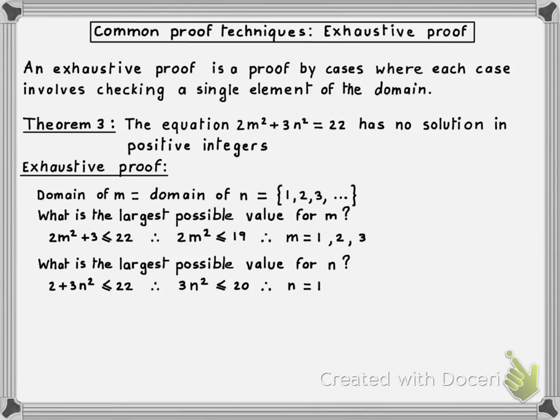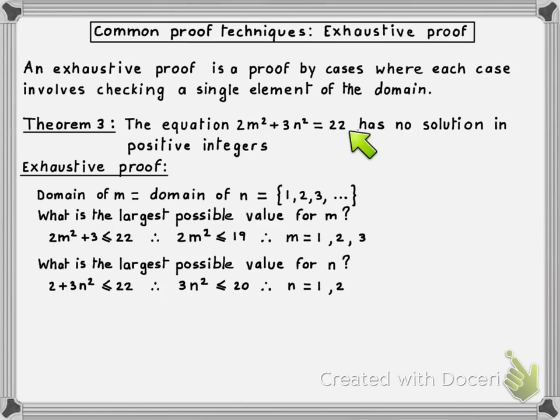3 times 1 squared is less than 20. That's good. 3 times 2 squared is 3 times 4, which is 12, which is less than 20. But as soon as we get to n equals 3, notice 3 squared is 9, and 3 times 9 is 27, which is more than 20. So that means no values larger than 2 are possible for n if those values were going to be a solution for the theorem here. And again, that's assuming the smallest possible value for m, which is 1.